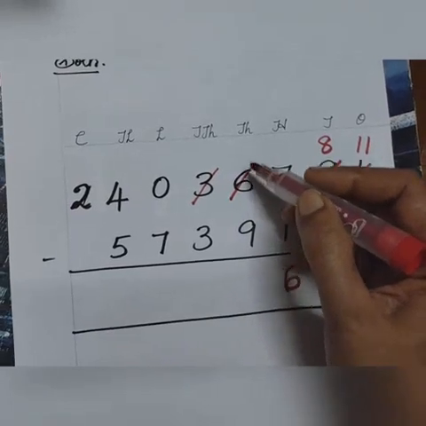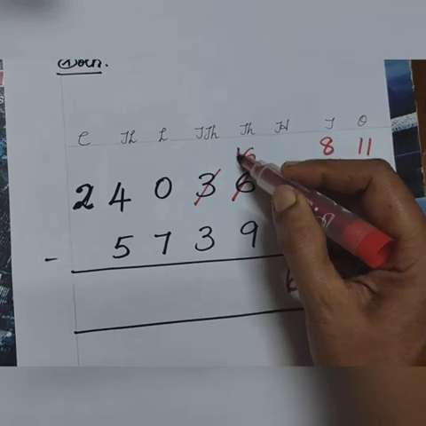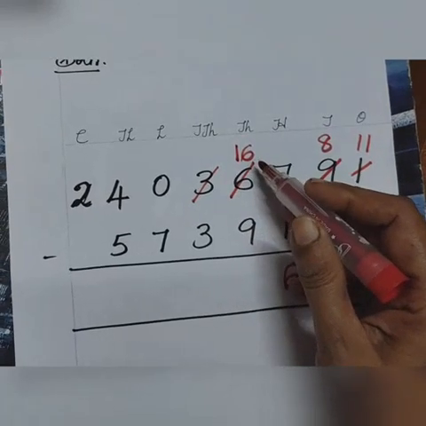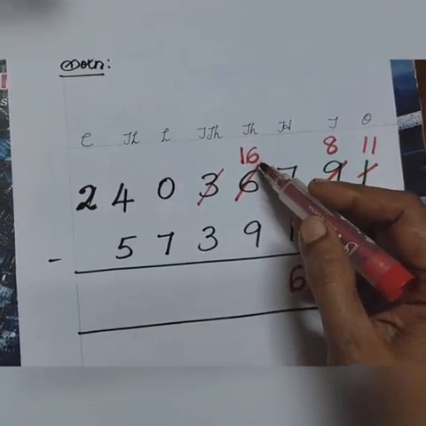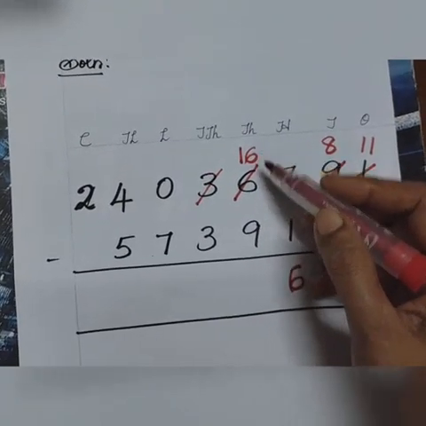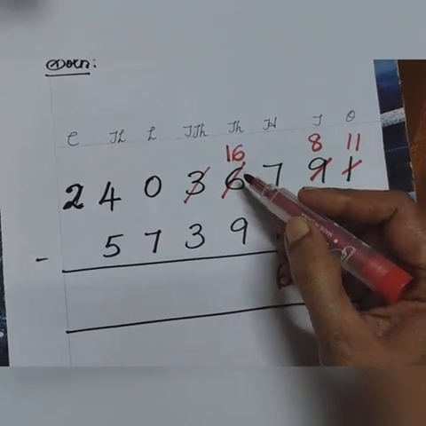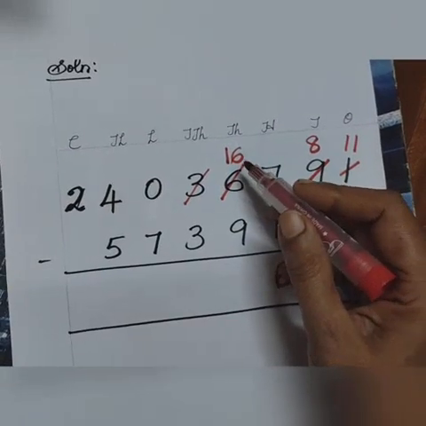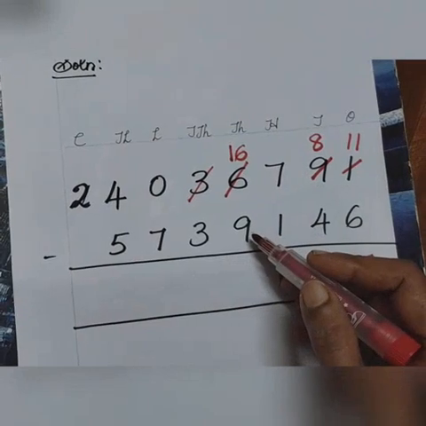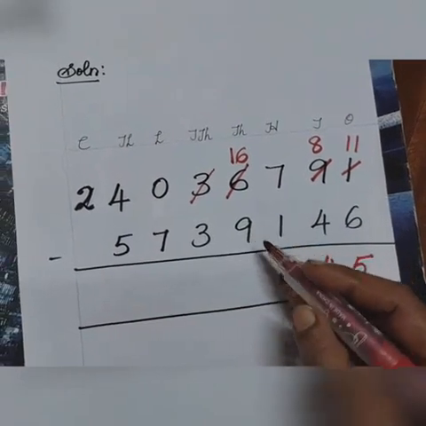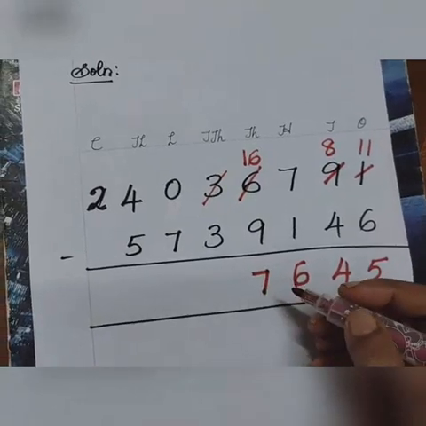So already 6 is there. Now we joined 1 here, so this 6 becomes 16. Okay children, now in the thousands place it becomes 16. Now subtract: 16 minus 9. Now we can subtract easily, is it not? Because the number on the top is greater. What is 16 minus 9? Yes, it is 7. Okay children.